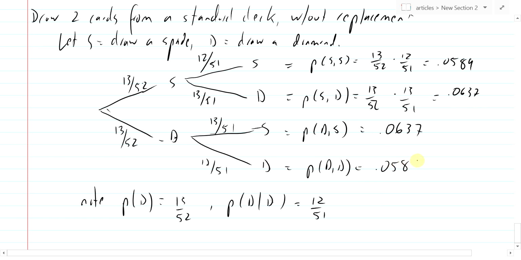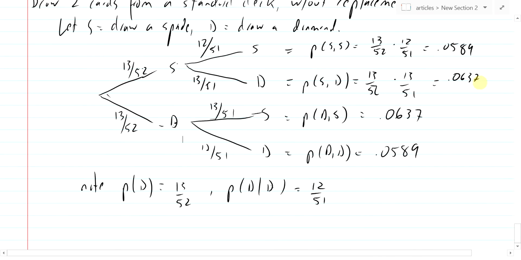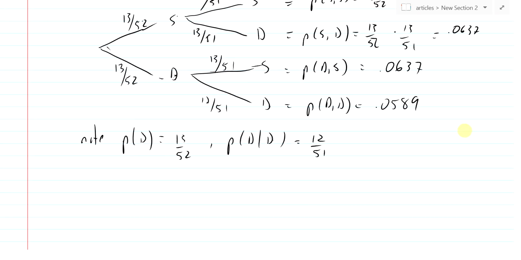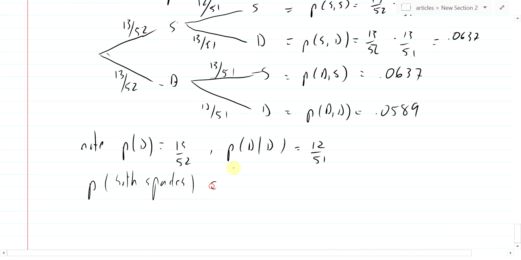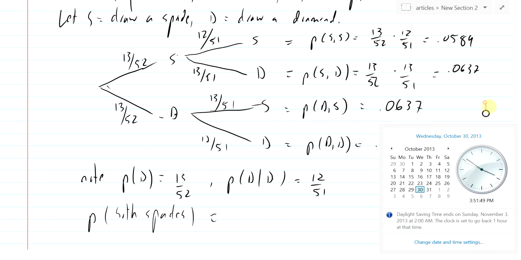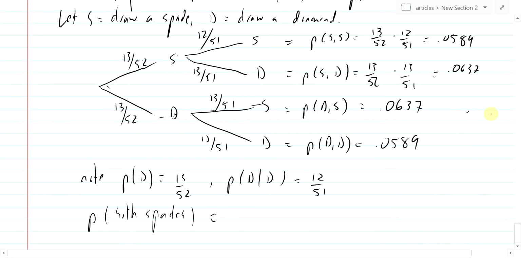And these don't add to 1 because, you know, there are other cards in the deck, right? There's an entire 50% chance that your first draw would be either a club or a heart, and so, you know, these probabilities aren't going to add to 1. Great. So, what's the probability that we get both spades? Well, there's only one branch that gives us 2 spades, so that's the probability of this, so 0.0589.